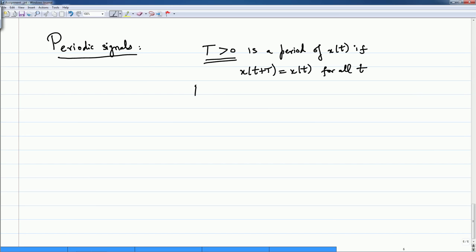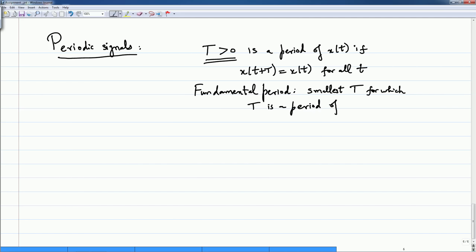Okay. So, there is something called a fundamental period. Okay. What is the fundamental period? The smallest T for which T is a period. Okay. I am not making a technical definition, but hopefully you understand what I am saying. So, the smallest period of a periodic signal is said to be the fundamental period of the signal. Okay. So, these two definitions are the definitions to use.